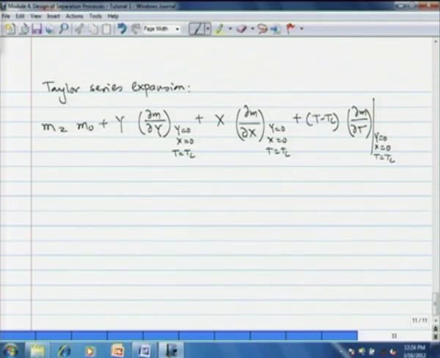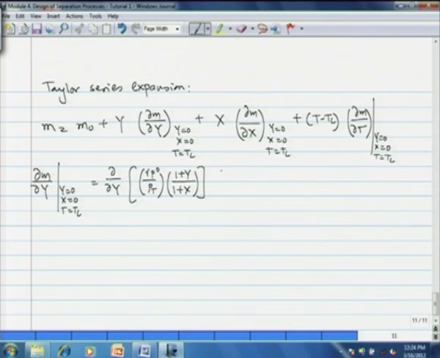And now evaluate the partial differentials of m that appear in this expansion. First, ∂m/∂y at y = 0, x = 0, t = TL is equal to ∂/∂Y of γ p₀/Pt into (1 + y)/(1 + x). This turns out to be γ p₀/Pt into 1/(1 + x) at x = 0, y = 0, t = TL, and this is essentially m₀.